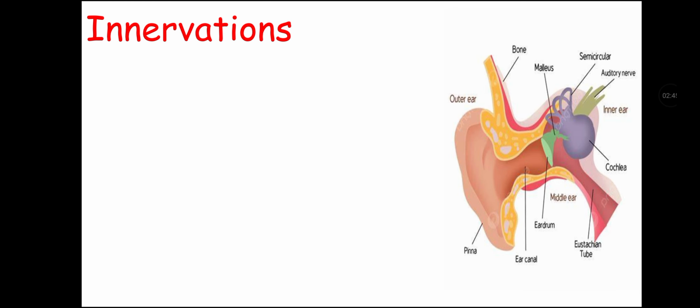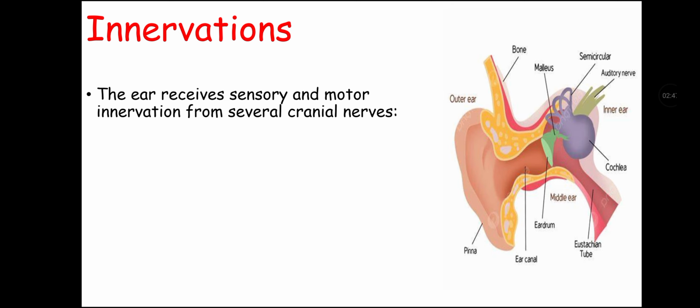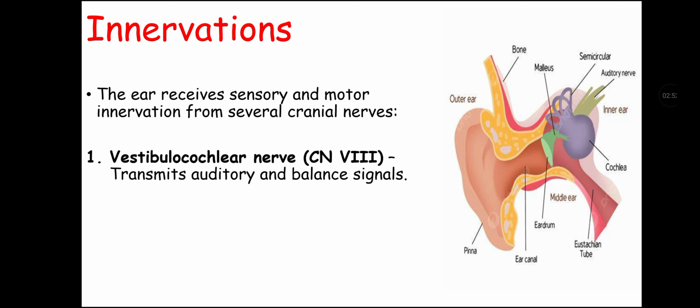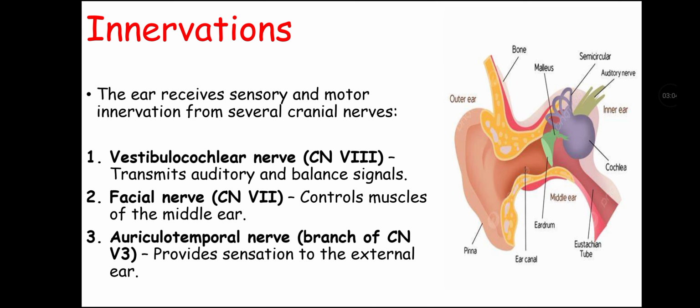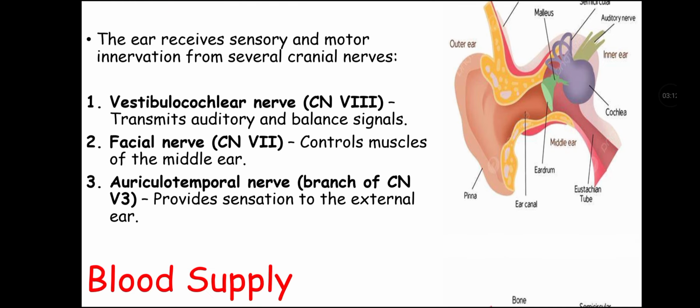Now let's talk about innervation of the ear. The ear receives sensory and motor innervation from several cranial nerves that include the vestibulocochlear nerve that transmits auditory and balance signals. The second nerve is the facial nerve that also innervates the ear. It controls muscles of the middle ear. Next is the auriculotemporal nerve, that is a branch of the mandibular nerve, and it provides sensation to the external ear.